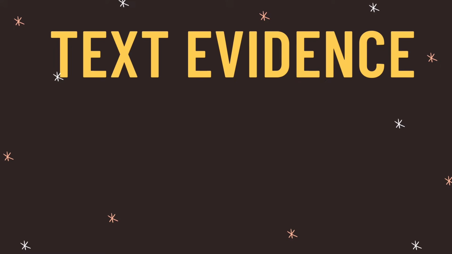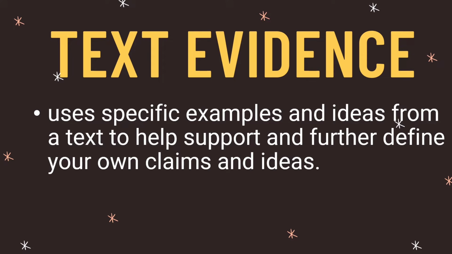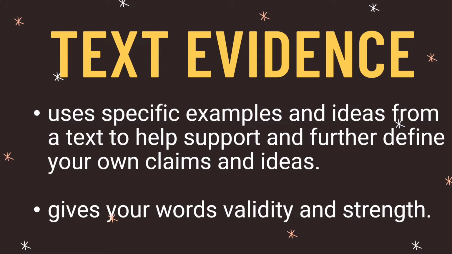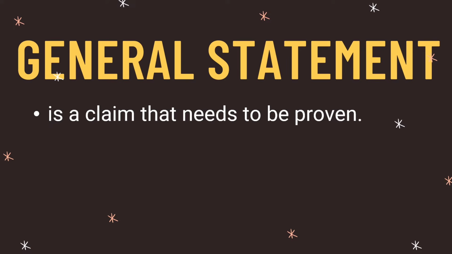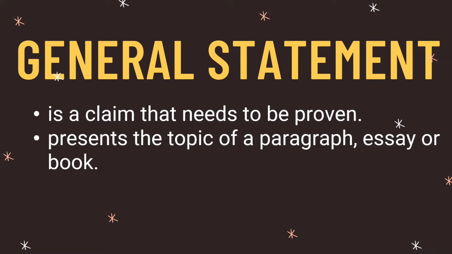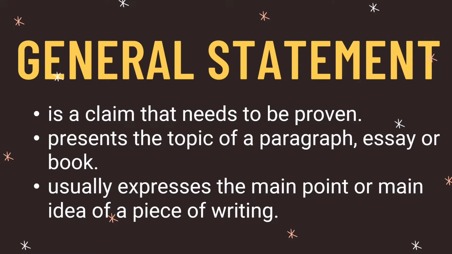Let's define text evidence. It uses specific examples and ideas from a text to help support and further define your own claims and ideas. It gives your words validity and strength. On the other hand, we have a general statement. It is a claim that needs to be proven. It presents the topic of a paragraph, essay, or book, and it usually expresses the main point or main idea of a piece of writing. Remember those two terminologies.